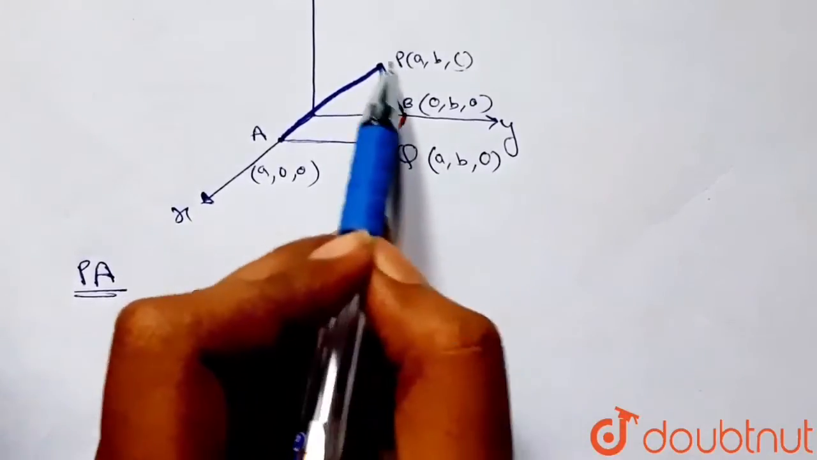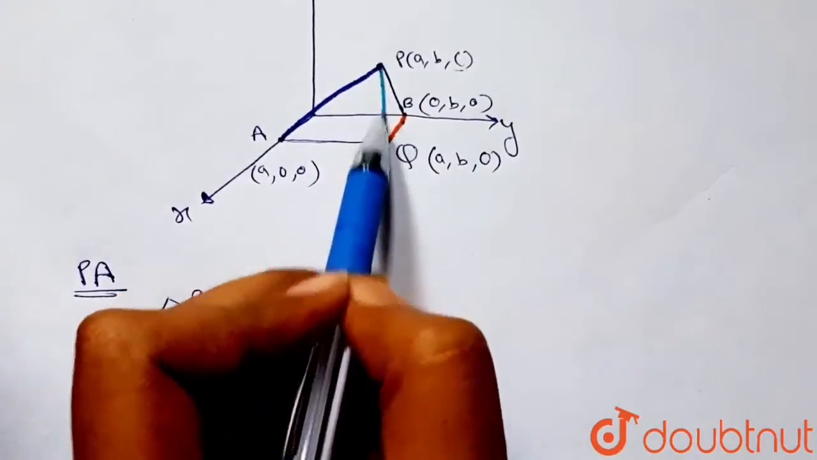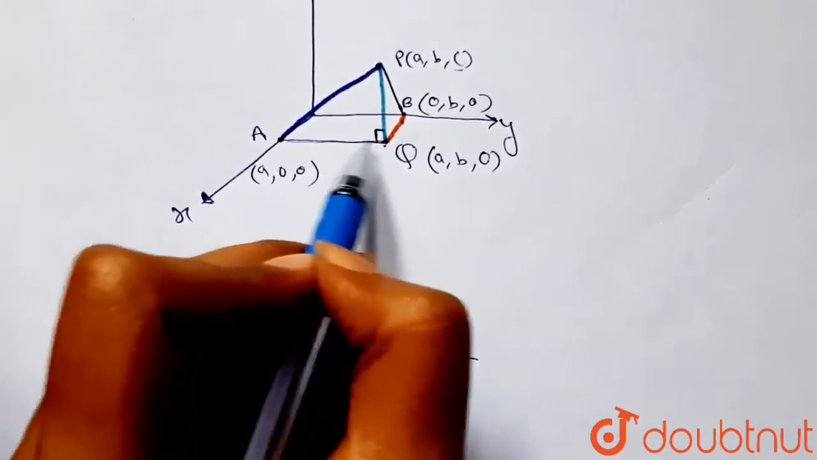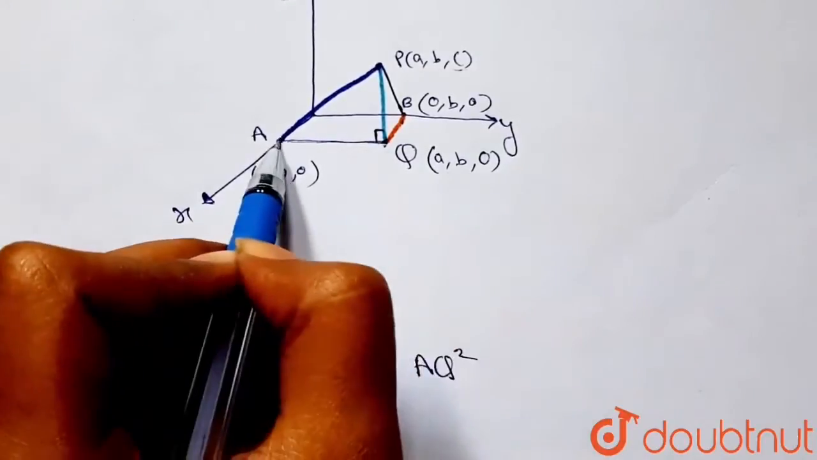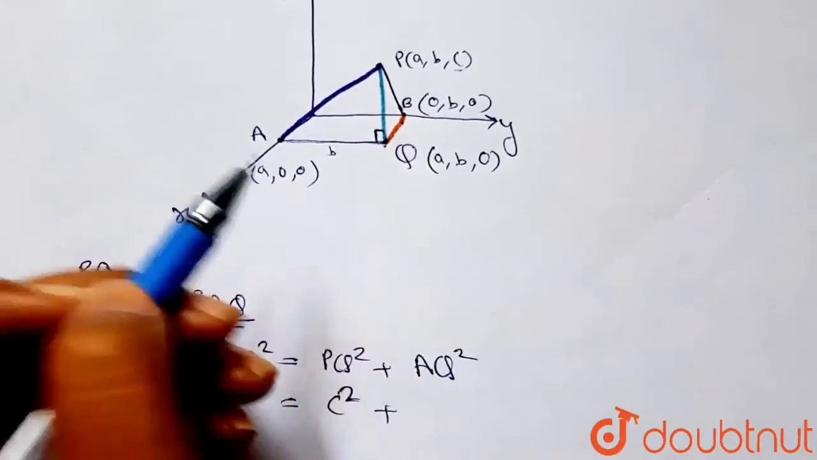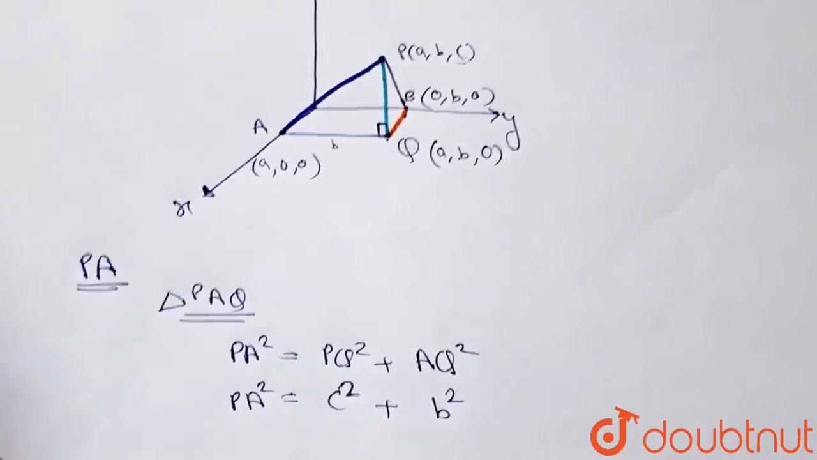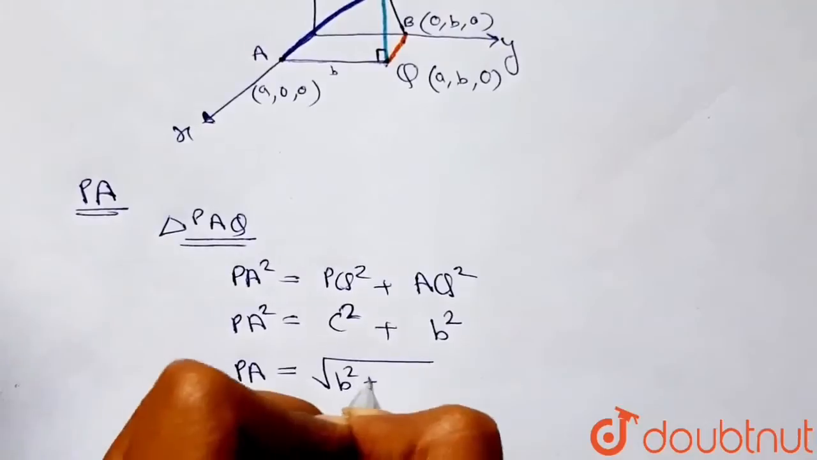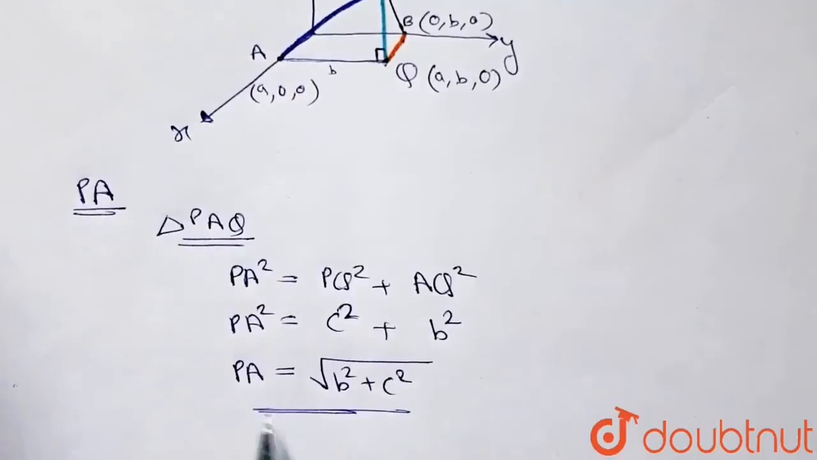This distance PQ will be the same as that of this Z coordinate, because simply this point P has come out when we raise this Q up to a point C. So this distance PQ is C, so that will be C square plus this distance AQ. You can see here the y coordinate is 0 and here the y coordinate is B, so this distance is actually equal to B. So AQ is equal to B, so PA square is equal to C square plus B square. So from here we got the value of PA as under root of B square plus C square.